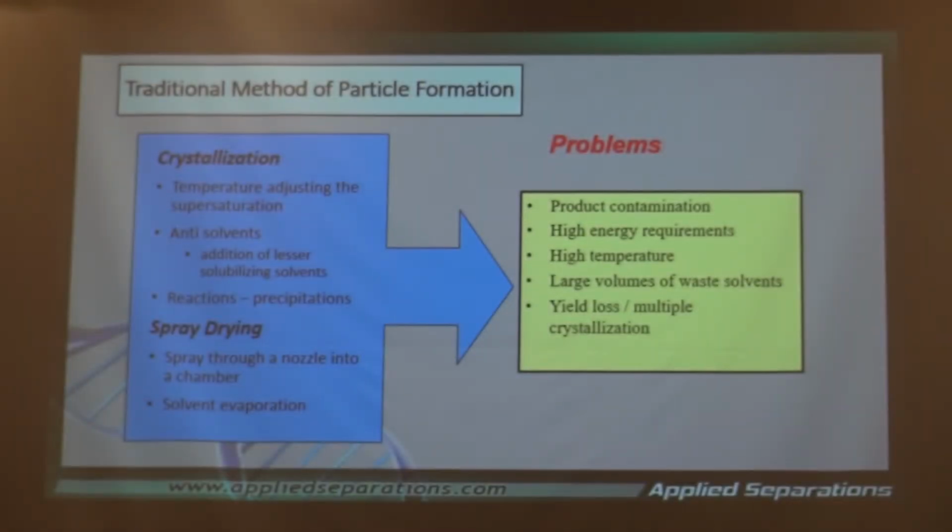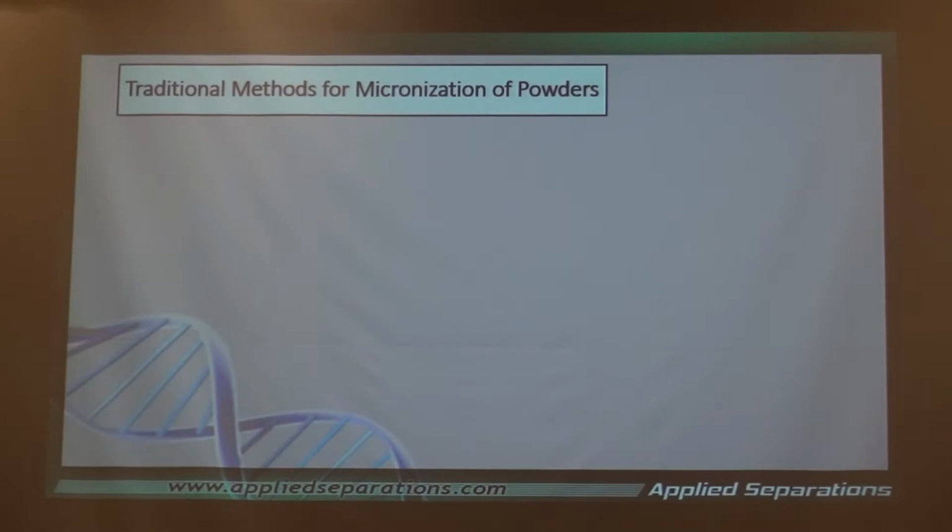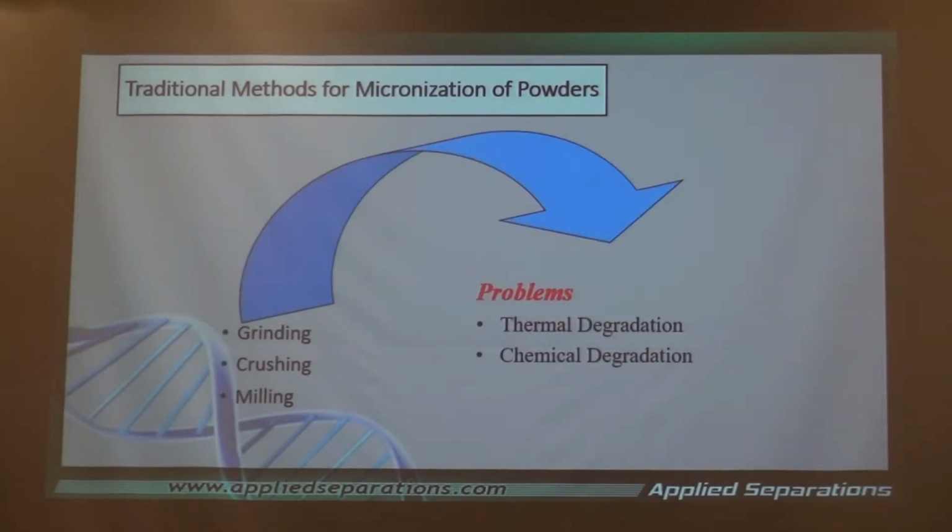So all of these together will often reduce the yield that you have. And many times the particles are not uniform. They're either too large or too small. The distribution can be very varied. Another way of doing this is to micronize, that is to grind them, to crush them, to do milling. And these also have problems.